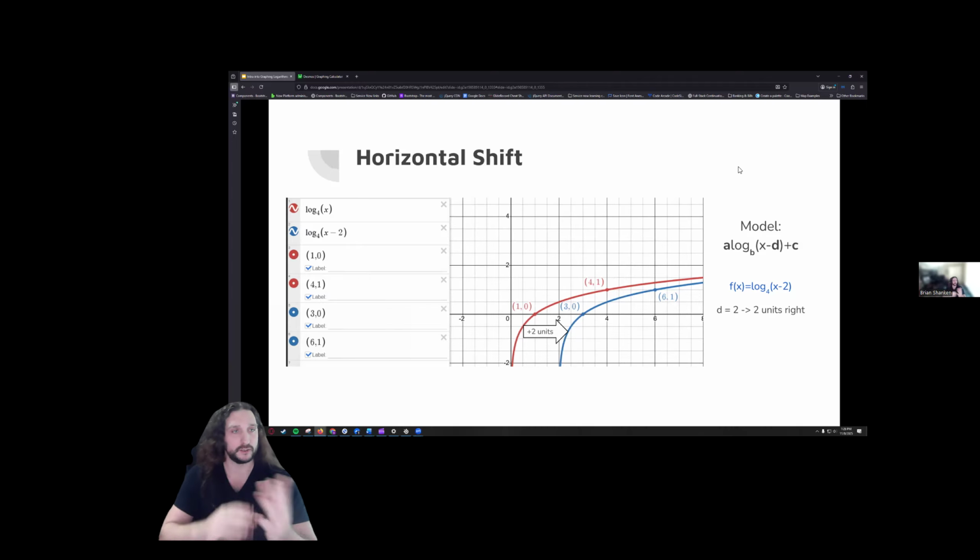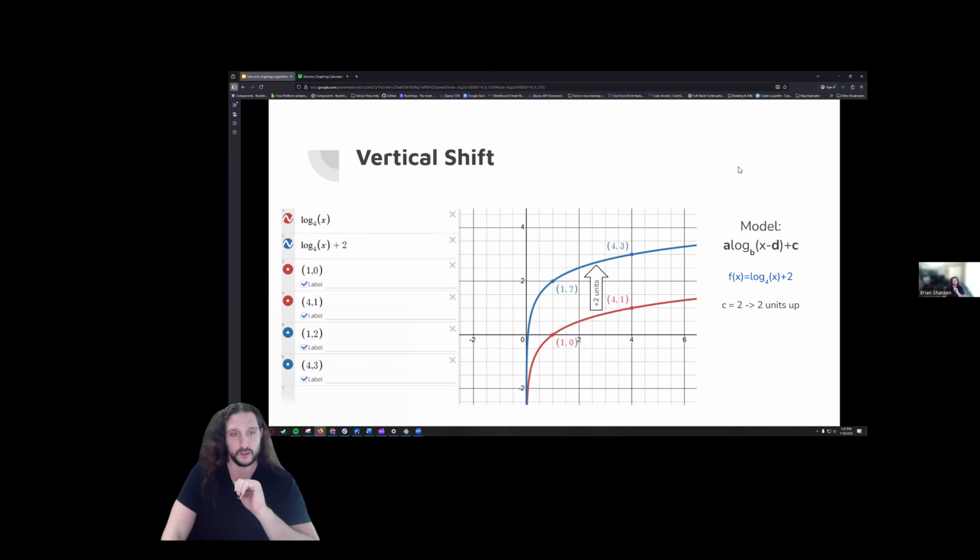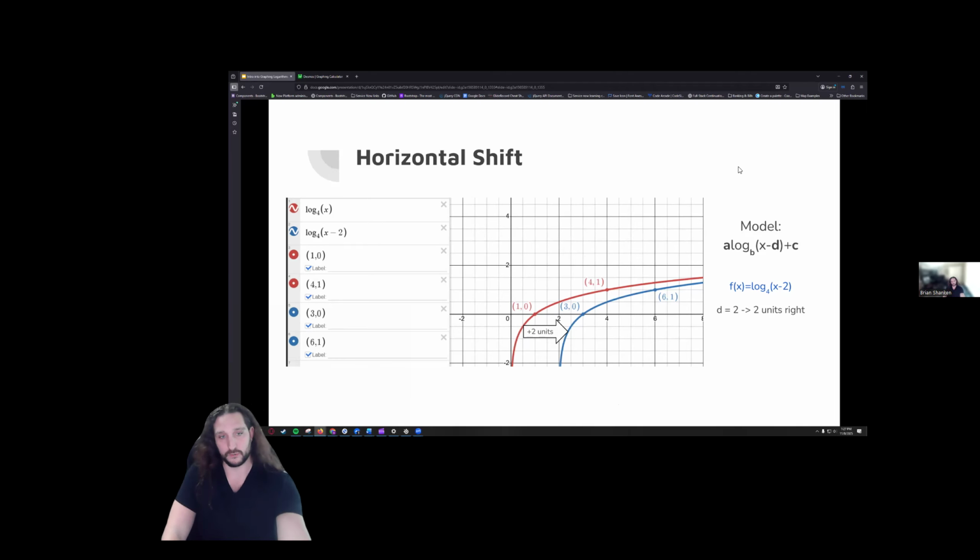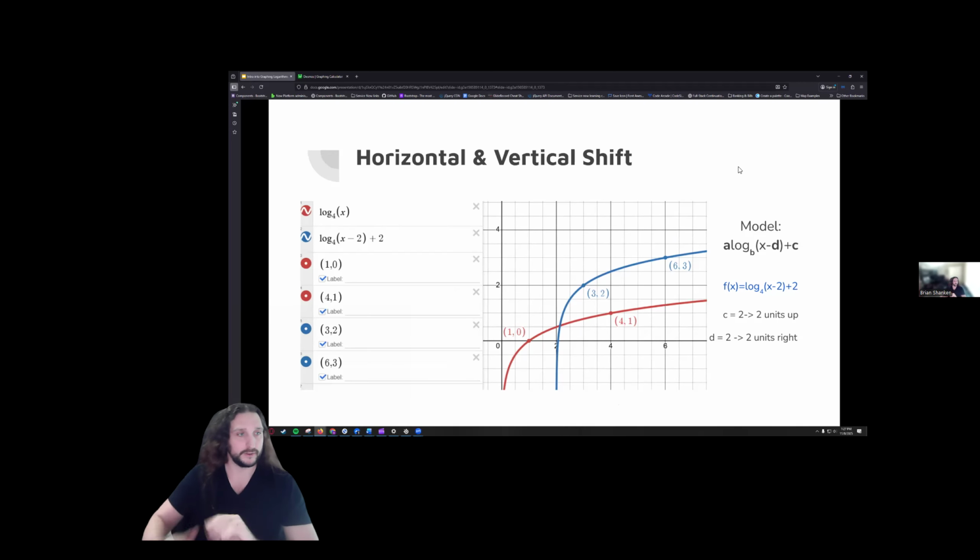And just like before, when we did our verticals and our horizontal identifications, then we did a combination. So let's look at the two functions. So we went up and then we went out. Let's look at what happens when we have both. We have our base function log of x, and then we have log of x minus 2 plus 2.